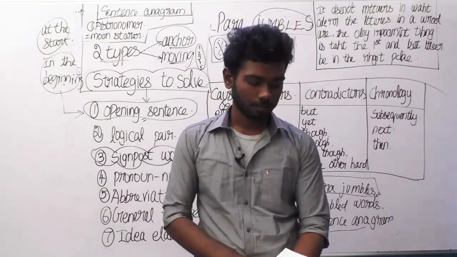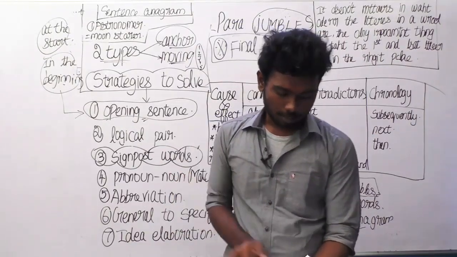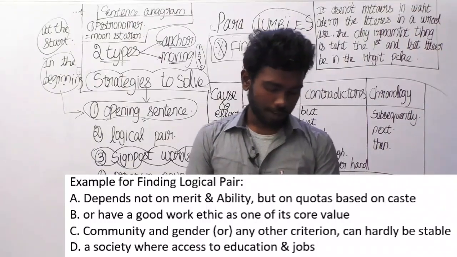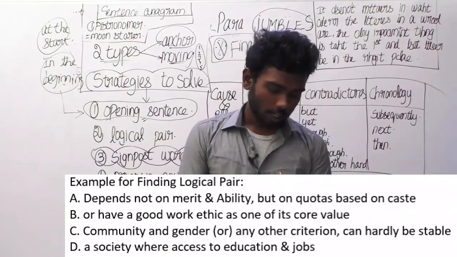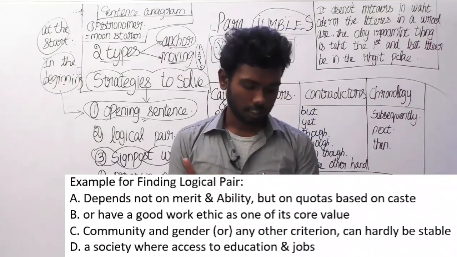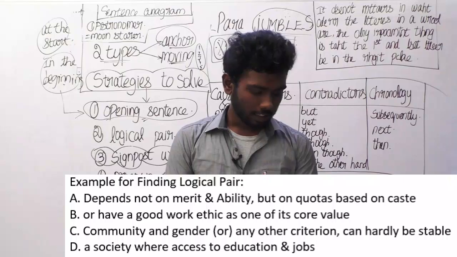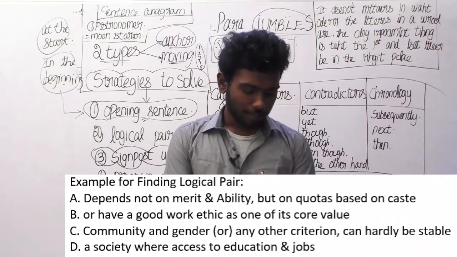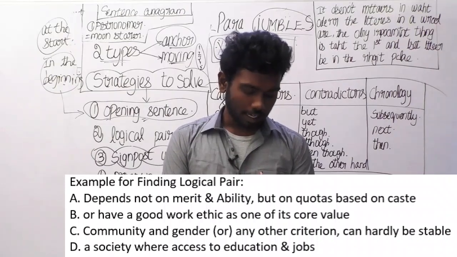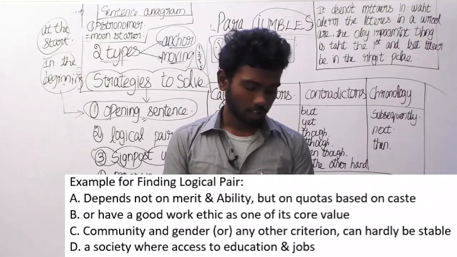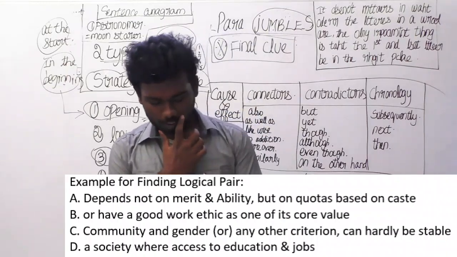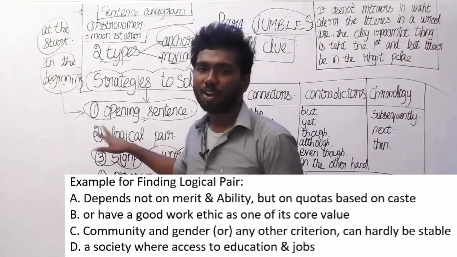The logical pair: we are going to see an example. Sentence A: depends not on merit and ability, but on quotas based on caste. The second is: or have a good work ethic as one of its core values. The third is: community and gender or any other criterion can hardly be stable. The fourth is: a society where access to education and jobs. And the heading of this is identifying logical pair.